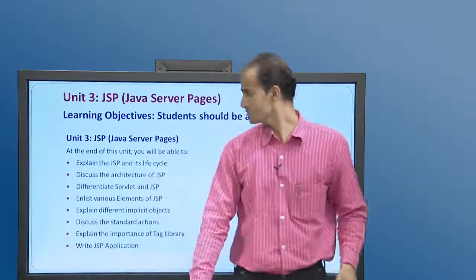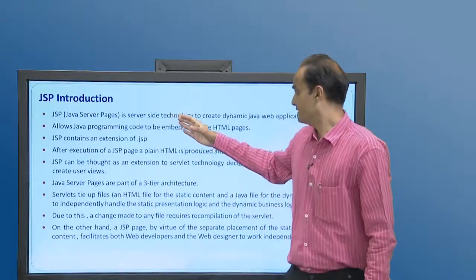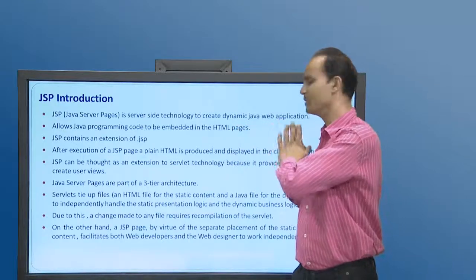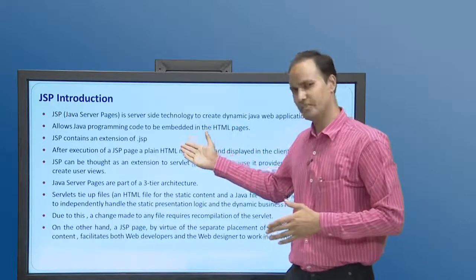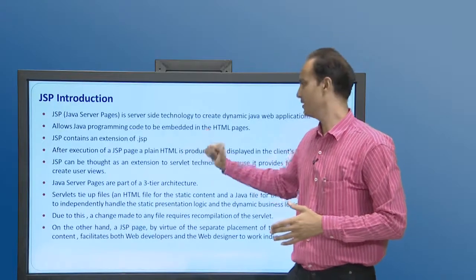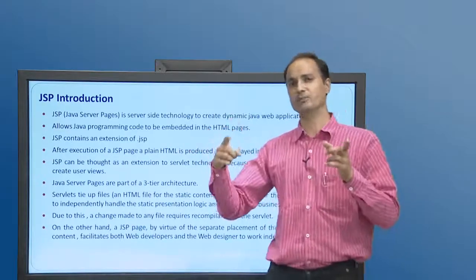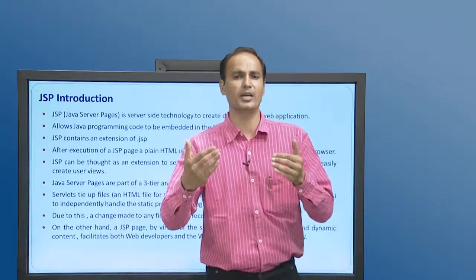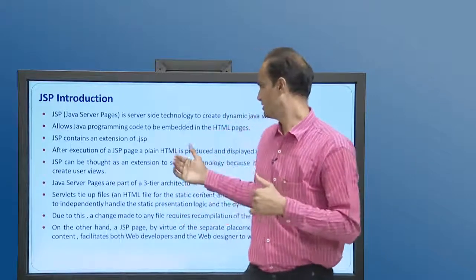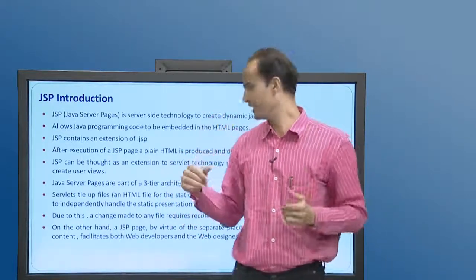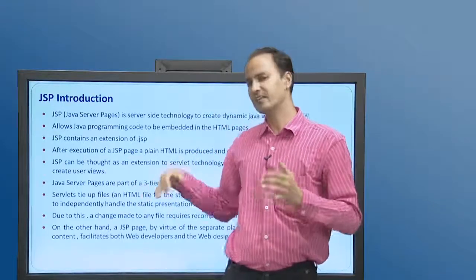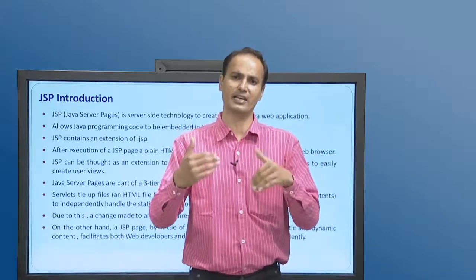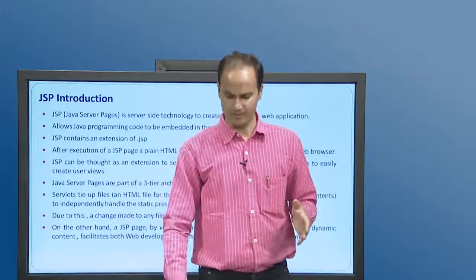Generally, JSP is a server side technology to create a dynamic web application, with programming embedded into HTML pages. A JSP file has the extension .jsp. After the execution of the JSP file, there would be a Java class file, and that Java class file is going to be executed in a container. Java Server Pages are part of a 3-tier architecture. Servlet ties up HTML with Java, while JSP ties up Java with HTML in a single file.